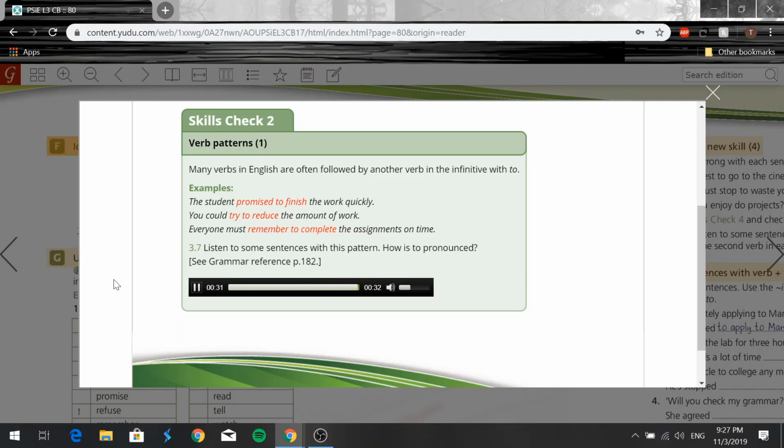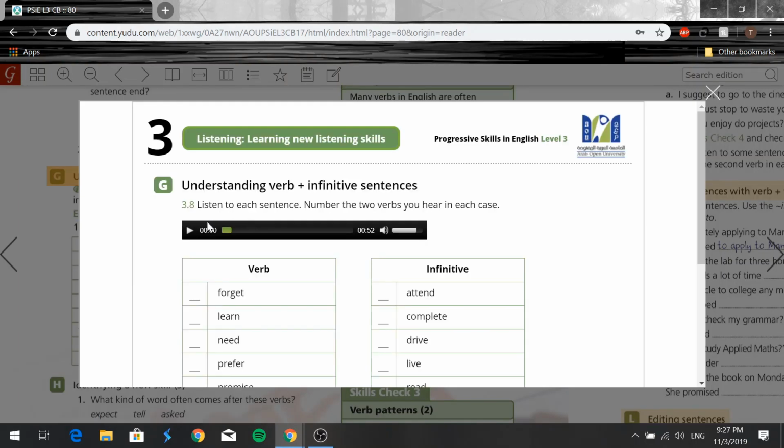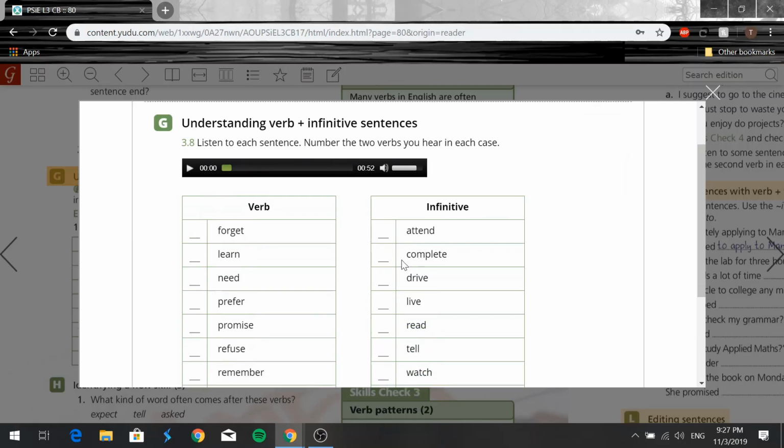Okay, so these are just extra examples on this specific verb pattern. Okay, so verb, and then you'll add to and another verb. So let's move on. Here we have understanding verb plus infinitive sentences, right? So let's take a look at exercise G here. We're going to be listening to each sentence, and let's number the two verbs together, right? The one before the verb itself, and then two, and then the infinitive. Okay? So we'll number the two verbs together as, for example, 1 and 1, 2 and 2. You get the idea. So here we go. Track 3.8.